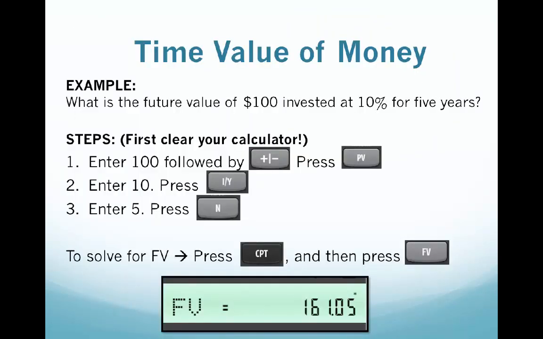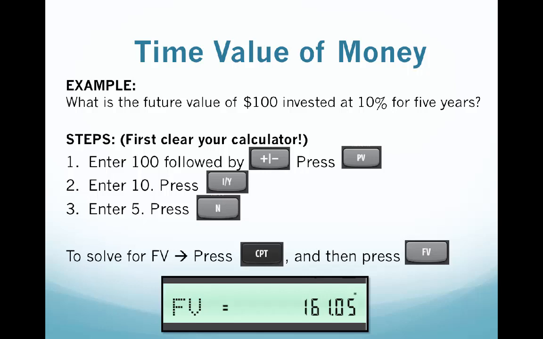Now suppose you are calculating the future value of $100 invested at 10% for 5 years. Let's start with 3 steps. Clear the calculator's memory by pressing the second and CLR TVM keys. Enter 100 followed by negative sign and press PV, the present value button. Now enter 10, then press I/Y, which stands for the interest rate, and finally enter the number of periods by entering 5 and pressing the N button.